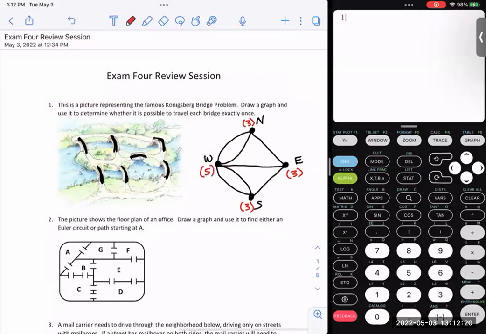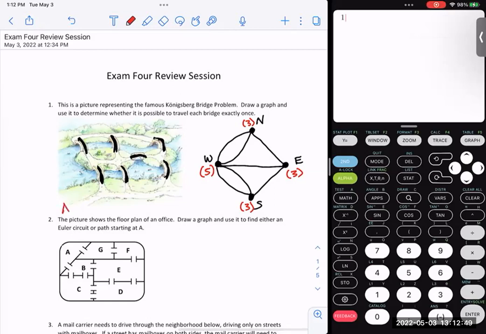So this one is 5. So Euler's theorem tells us that if every single one of your vertices has an even degree, then an Euler circuit is possible. If you have exactly 2 that are odd, that's an Euler path. And if you have any more than 2 that are odd, then an Euler path or Euler circuit is not possible. So on this one, the famous Königsberg bridge problem, it is not possible.